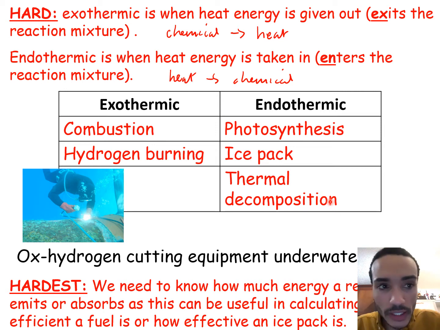And in all of those cases, in your endothermic reactions, your heat energy is being taken in from the surroundings, then it's being converted into chemical energy that's still stored in the bonds. Then for hardest, we need to know how much energy a reaction emits or absorbs, as this can be useful in calculating how efficient a fuel is or how effective an ice pack is, but many other uses as well.